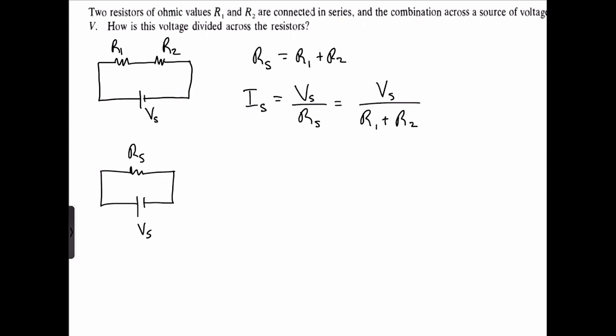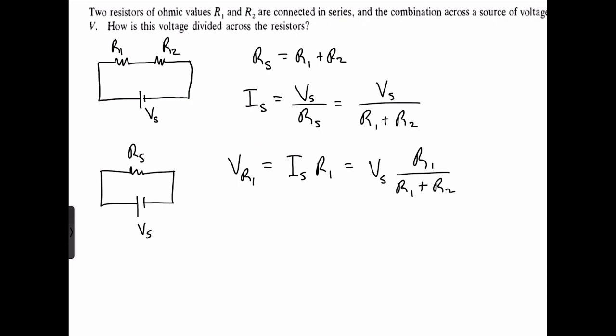Now we can find the voltage division. So we know that the voltage across R1 is going to equal the current IS times R1. My bad, IS is equal to Vs over R1 plus R2. So that then goes to Vs R1 over R1 plus R2. And that's how you find the voltage across R1.